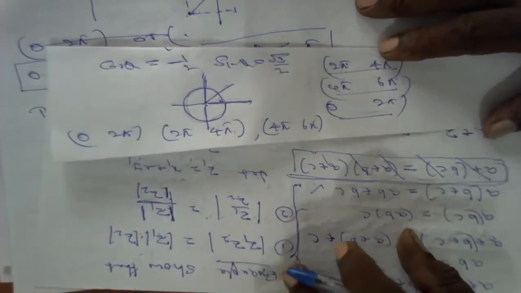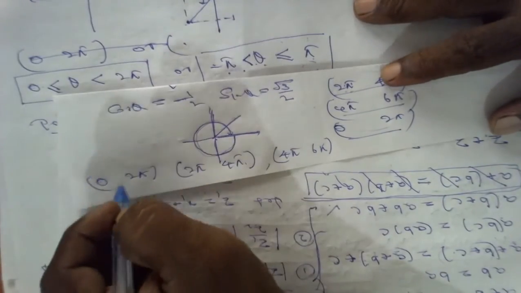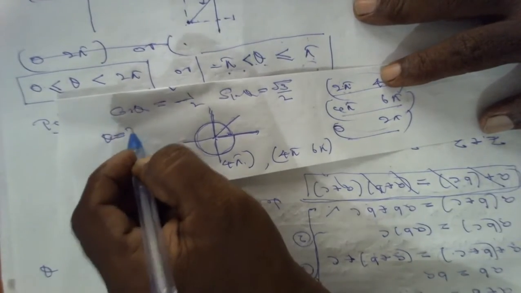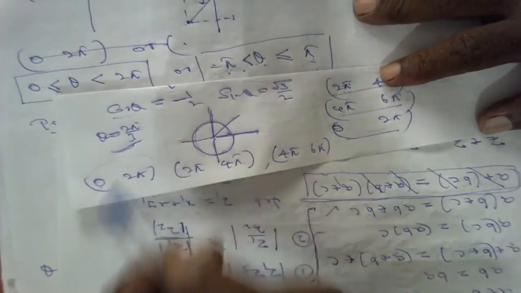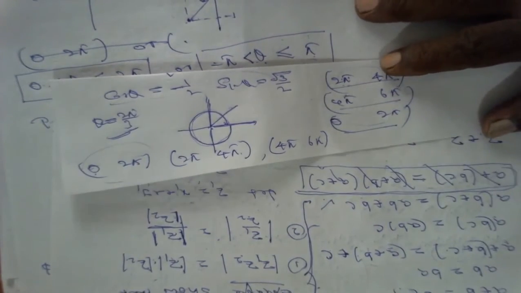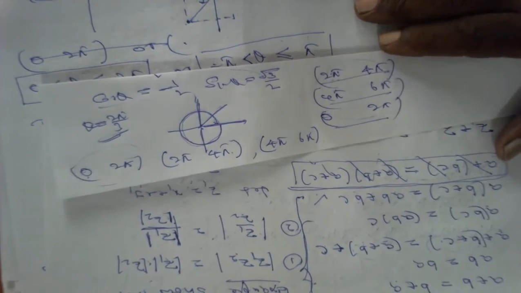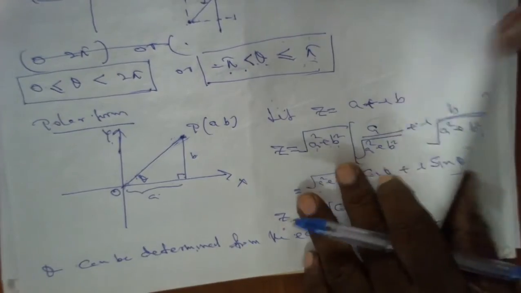If you confine to a single period, you have a single solution. If you confine to 0 to 2 pi, you have only one solution, theta equals 2 pi by 3. That is 120 degrees for this one. That is what I said. Is it clear? Yes, sir. A single solution it has. Or you can see it in a different way.